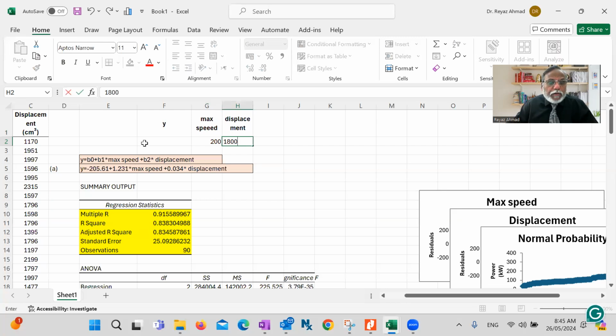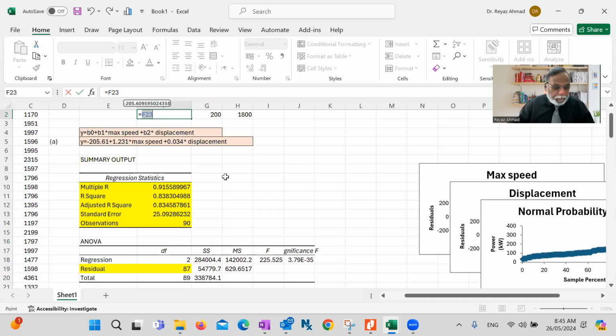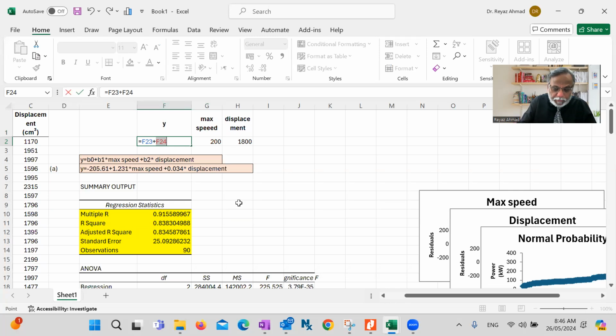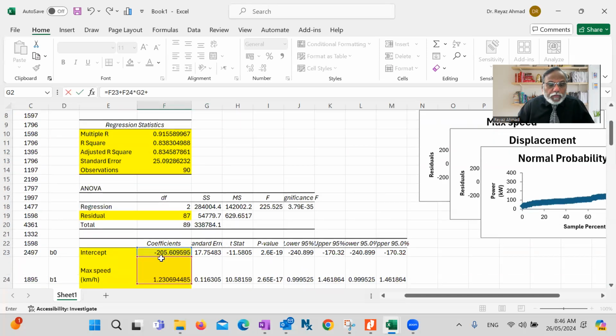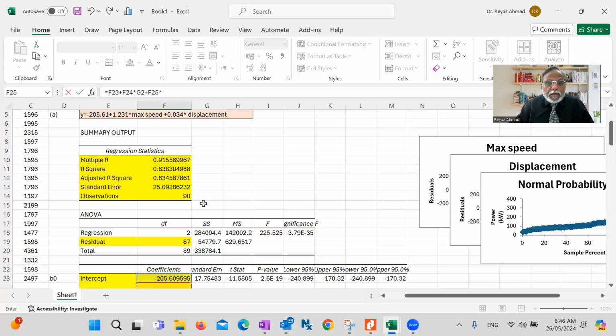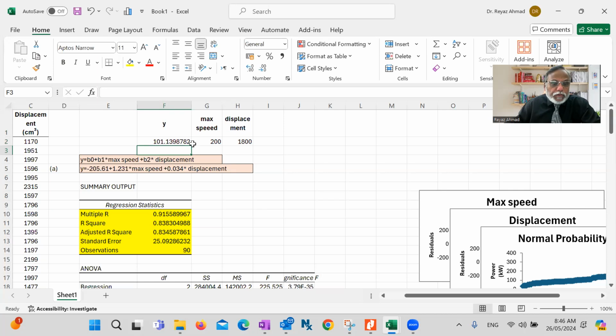And I will now type equal to, then I will take the B0 value plus the B1 value, which is this, multiplied by the maximum speed, which is this one, plus the B2 value, which is this one, multiplied by the displacement value, which is this. And I got the prediction. So this is the answer of question number D.